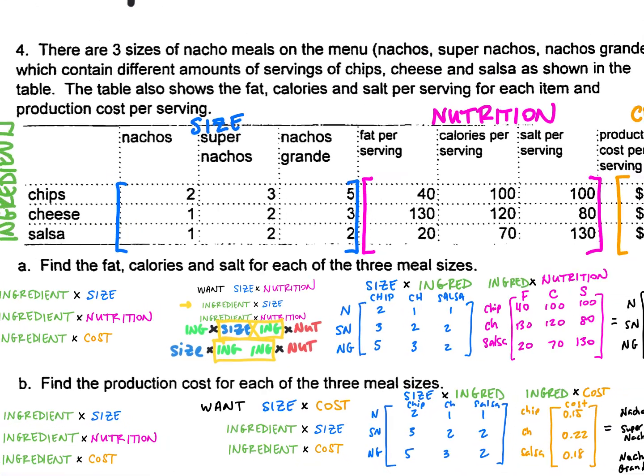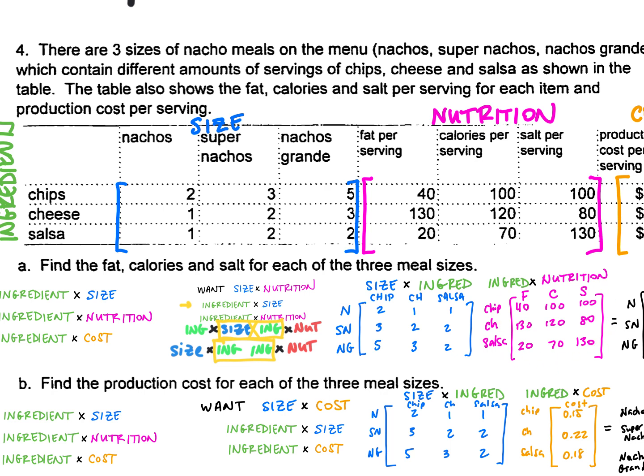So I'm going to rewrite my blue matrix. I'm going to switch the rows and columns up. So now my rows are going to be the size: the nachos, the super nachos, and the nachos grande. And my columns are going to be the chips, the cheese, and the salsa. So you notice in the nachos, we have 2 servings of chips, 1 serving of cheese and 1 serving of salsa. So we're just flip-flopping those. I don't need to change this pink matrix. That is in the way that we already have it. So I'm just going to rewrite it.